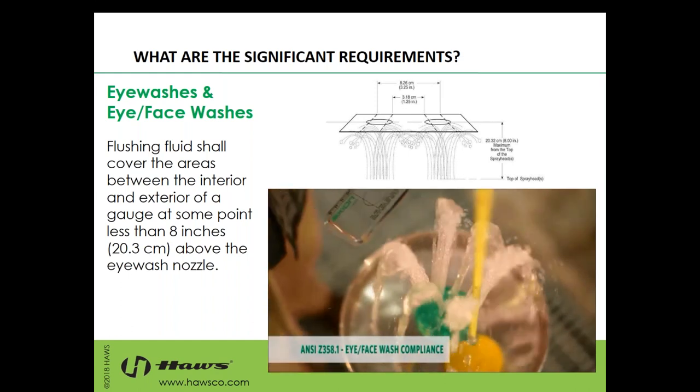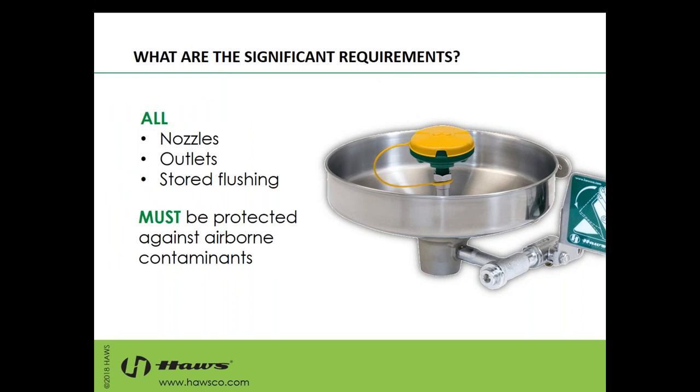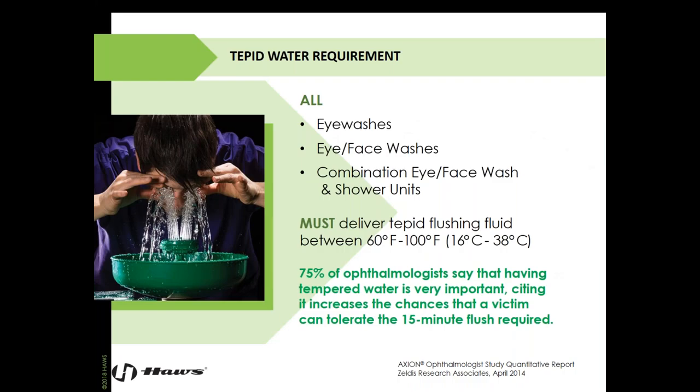Super simple. Now, all nozzles, outlets, stored flushing fluid, any outlet of water or stored water in emergency equipment needs to be protected against airborne contaminants. This just means dust covers need to be in place. Now, all equipment needs to deliver tepid flushing fluid between 60 degrees Fahrenheit and 100 degrees Fahrenheit, 16 degrees Celsius and 38 degrees Celsius for my buddies up north.